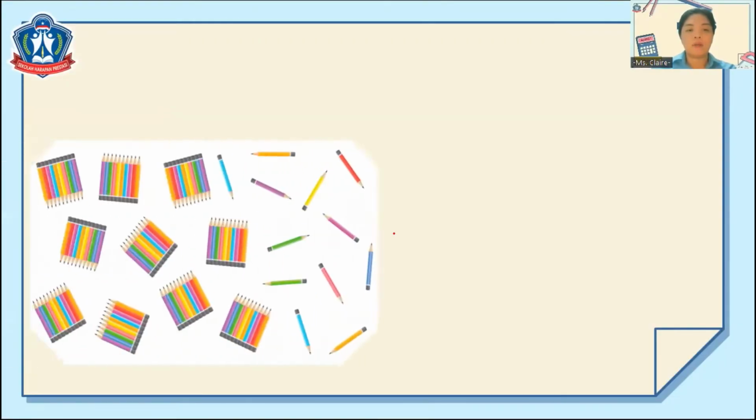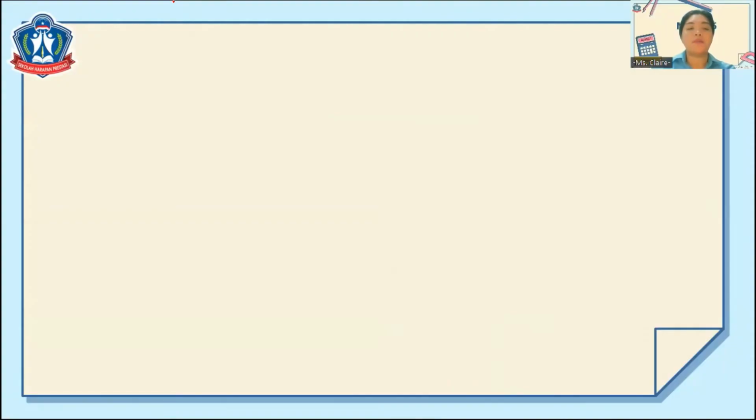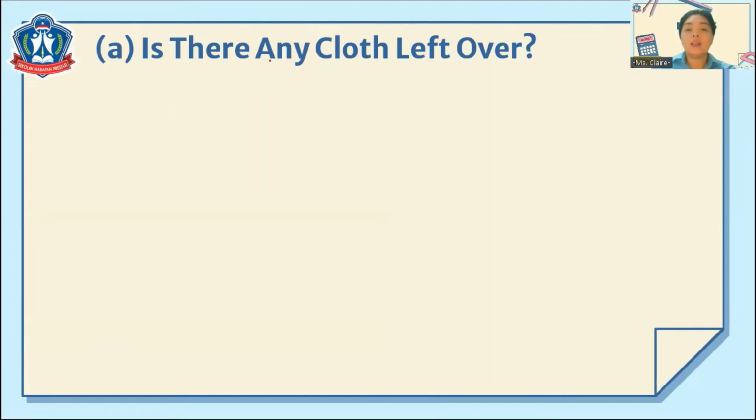Okay, I have another one. Before, the 112 pencils were divided or shared by 2 children. How about if we are going to divide it among 4 children? If Eddie wants to give all 112 pencils to Kaz, Ron, Izzy, and Ralph, so there are 4 children, will they get the same number of pencils? During our class, try to give the answer if it can be shared equally among these 4 children.